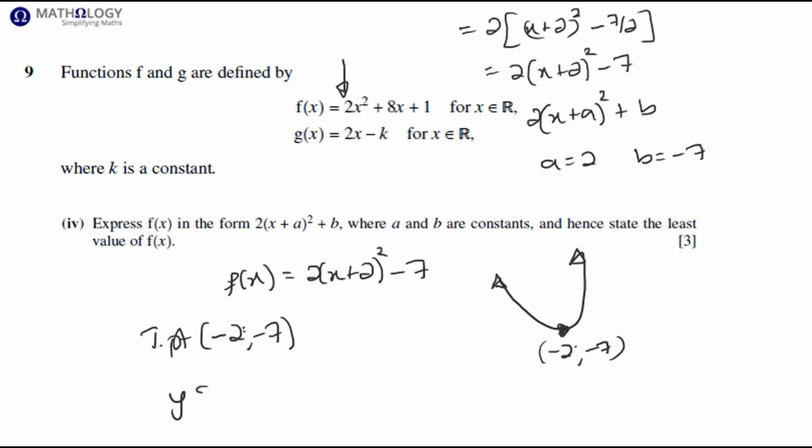The range of this function is y is an element of minus 7 to infinity. The arms point up, so the y values get larger. We can also express this as an inequality. The range, that is, f of x is greater than or equal to minus 7. So the smallest possible value for f of x is going to be minus 7.